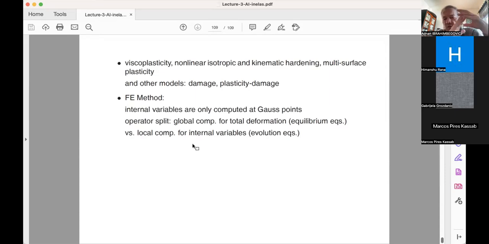So the fact that both damage and plasticity have been cast in the same format allowed us to, I would say, rather easily combine plasticity and damage.